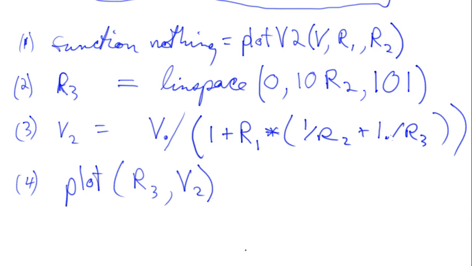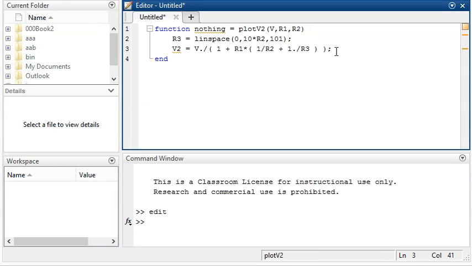Alright, and then try plotting R3, comma V2. You go plot X, comma Y. So this will put V2 on the Y-axis, which I'm supposed to be plotting V2 on the Y-axis because it says V2 versus R3 for values of R3 from 0 to 10 times R2. So let's try plot R3, comma V2.